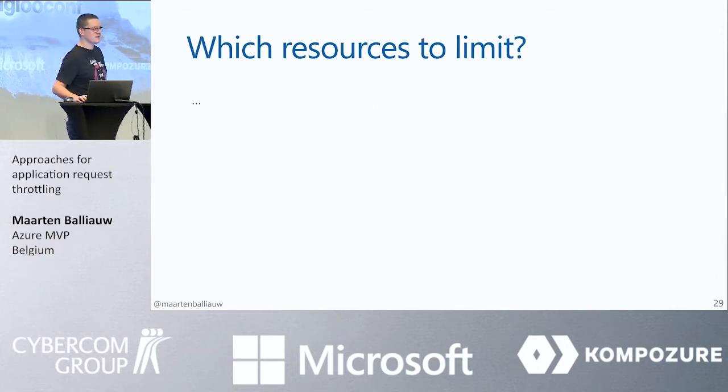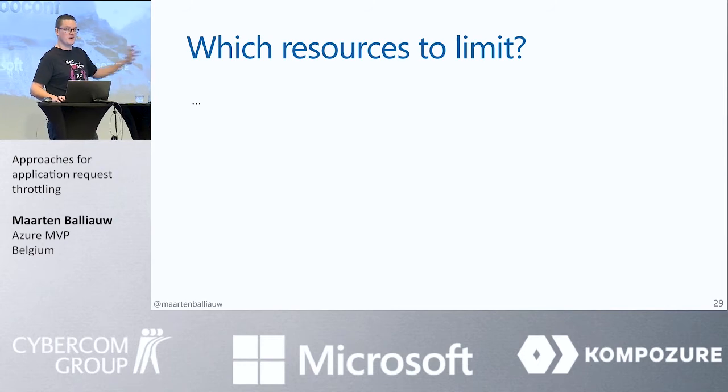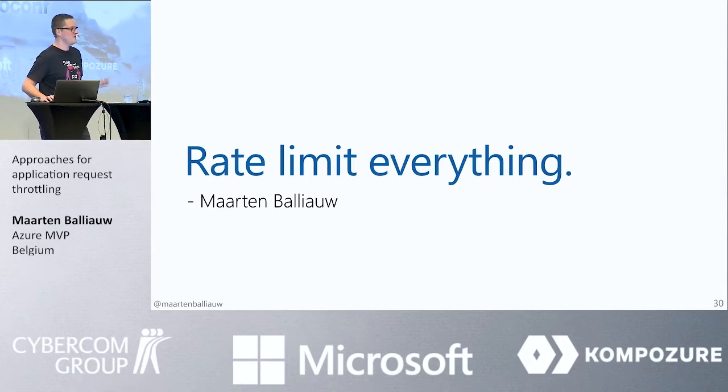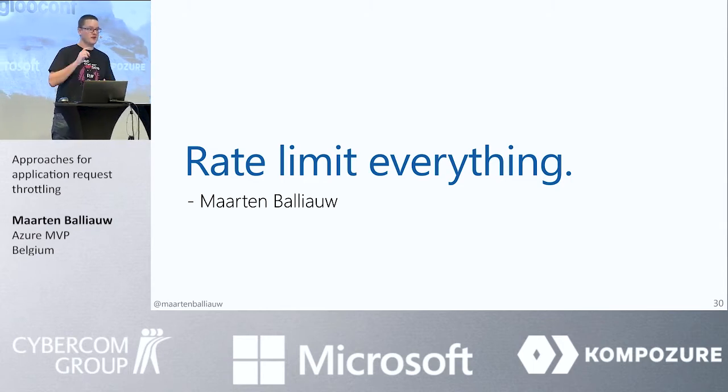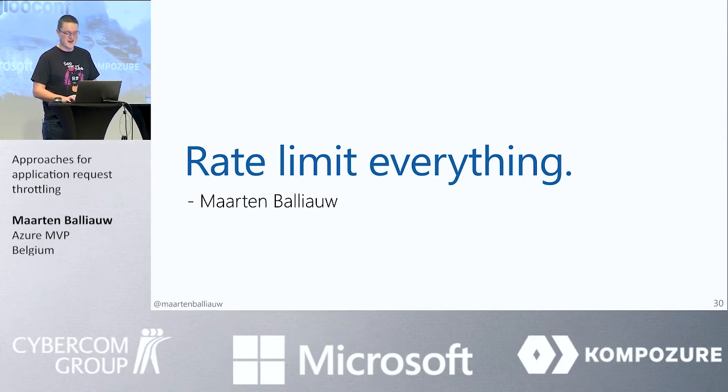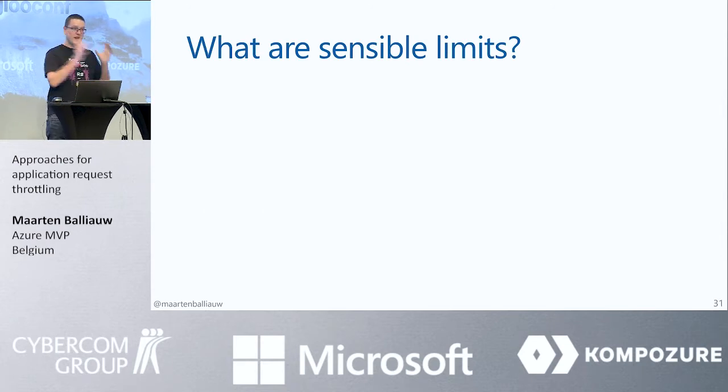So, which resources to limit? Anyone? Come on, you guys should know this. I already told you, rate limit everything. So that's an easy one to get out of the way, right? Rate limit everything because you're using CPU anyway, you're using memory anyway, you're using a database, you're using scarce resources. Rate limit everything. If there's any takeaway from this talk, this is the takeaway. Is the same true for API management? Yes. Okay. Yeah. Good. So rate limit everything.